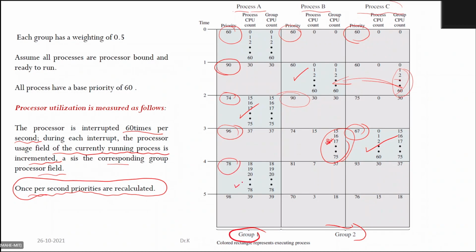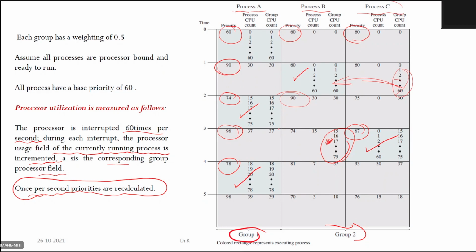process A. What you can notice here is process A gets 50% share, and process B and C are getting the remaining 50%. Okay, so which means for each group there is a proper share. I mean, the processor is allocated for the execution.